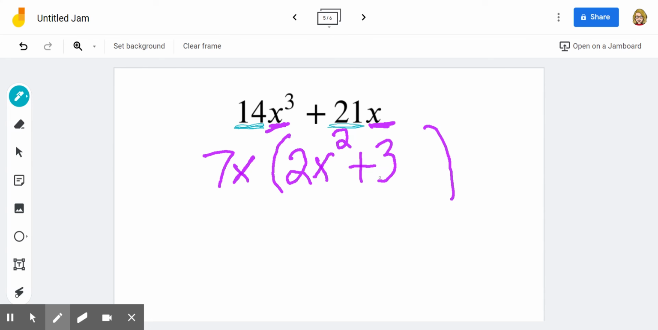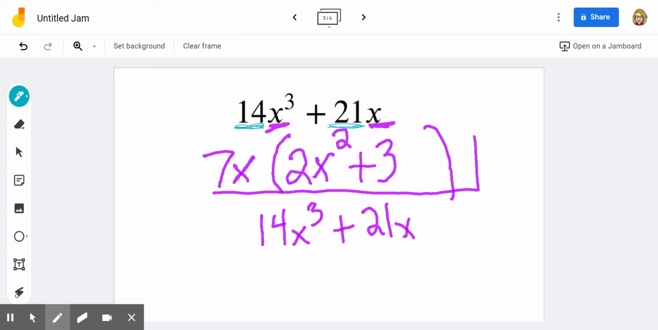All I need to do is multiply and verify that I did it correctly. So 7x times 2x squared is 14x cubed. 7x times 3 is 21x. So when I multiplied, I got my original answer. So this right here is the correct answer.